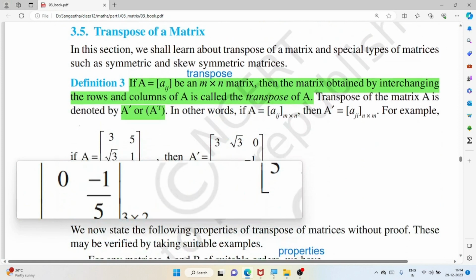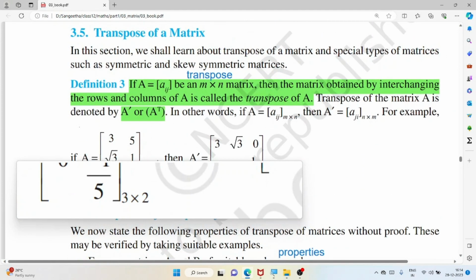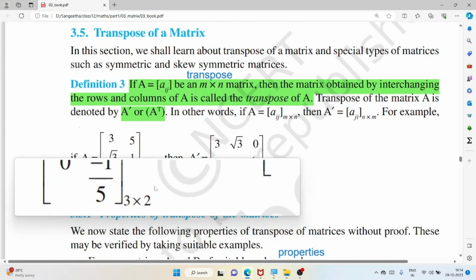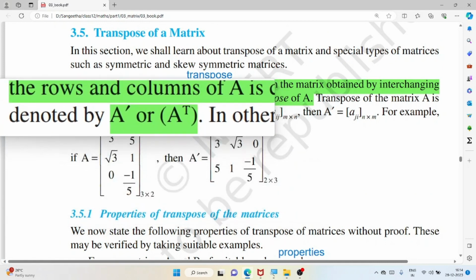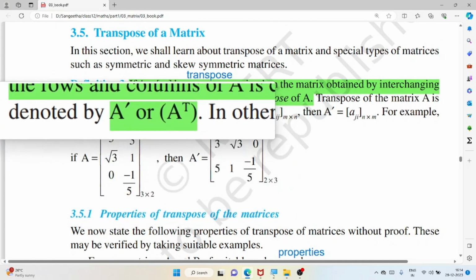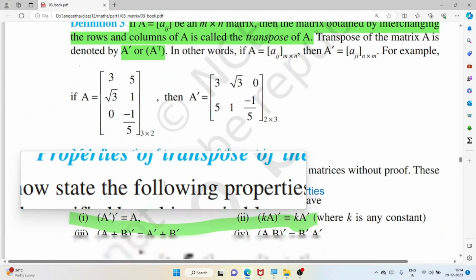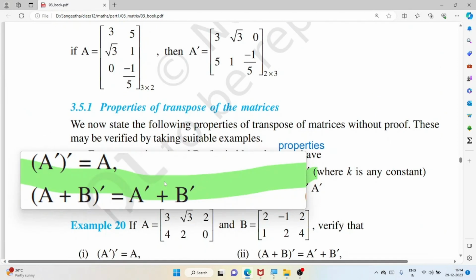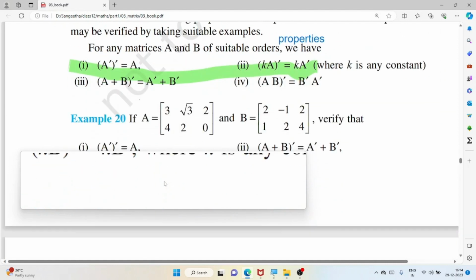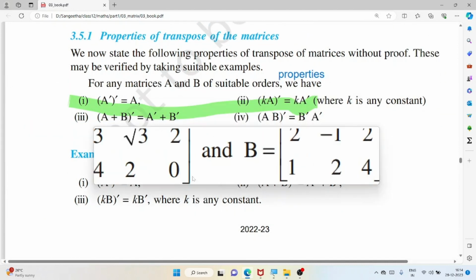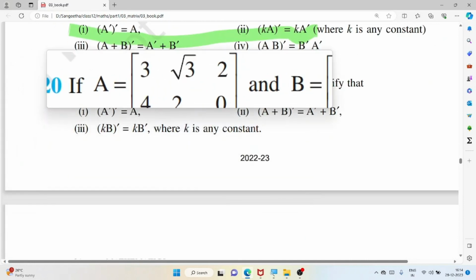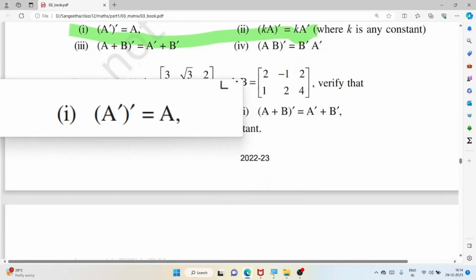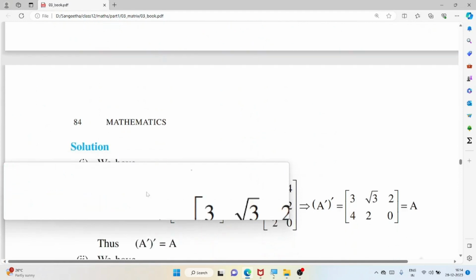Transpose of a matrix. What is a transpose? The matrix obtained by interchanging rows and columns of A. This is how you represent the transpose of a matrix A: A dash or A^T. Properties of the transpose of a matrix. These are the properties. You can prove those properties with this example. Let us say two matrices, verify these properties.